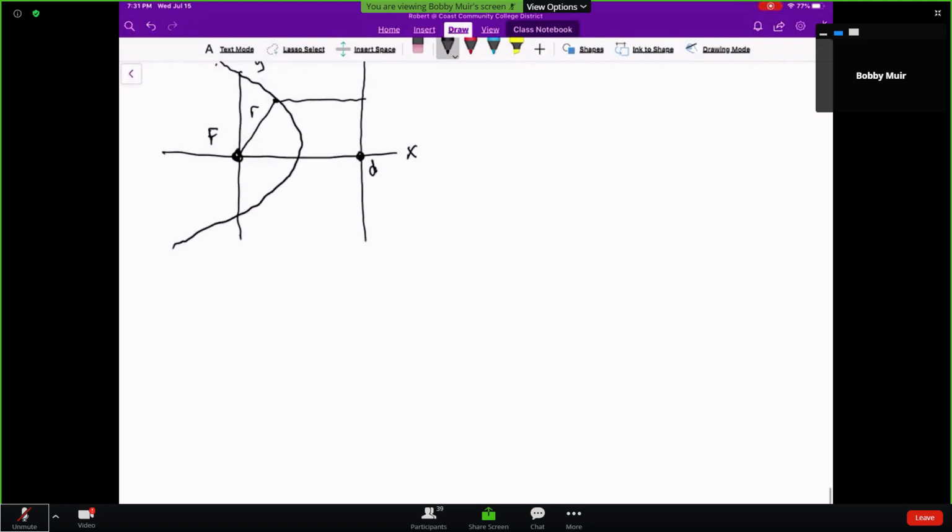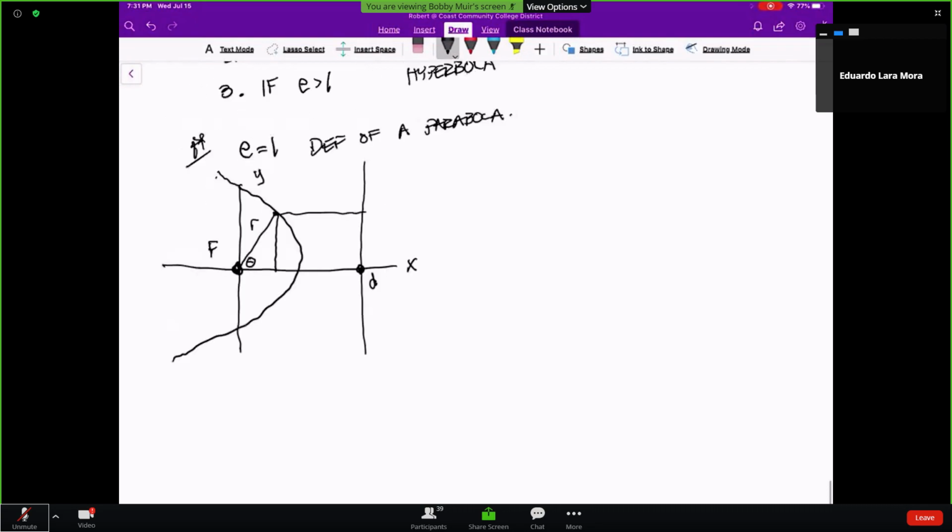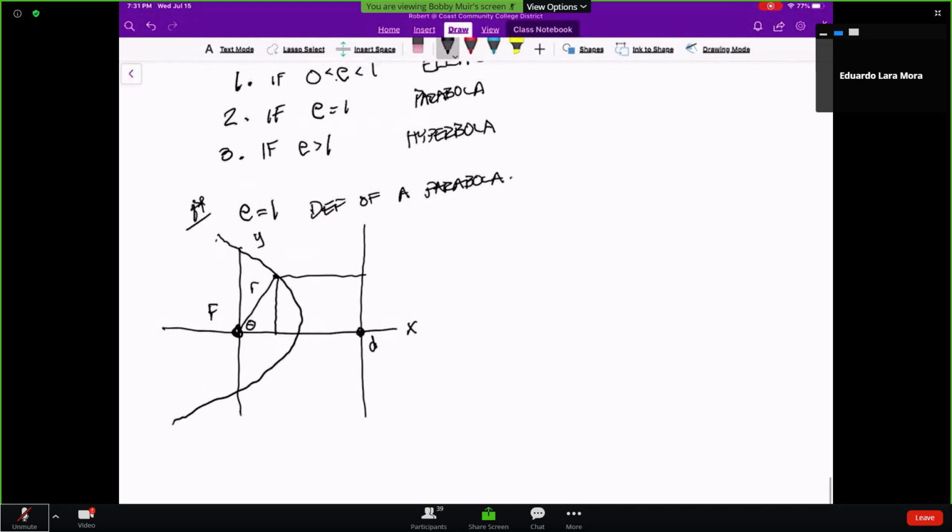Professor, real quick, the distance between the focus and the vertex, isn't it the same as the distance from the vertex to the directrix? The distance from the focus to the vertex is the same as the distance between the vertex and the directrix, right? The directrix. Yeah, thank you.